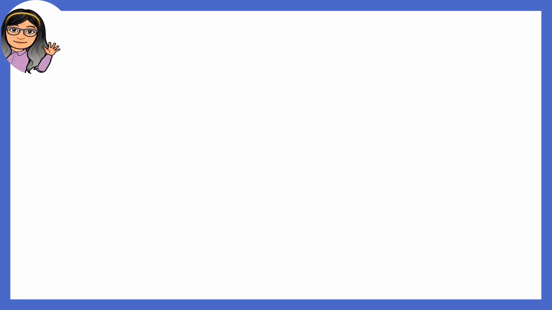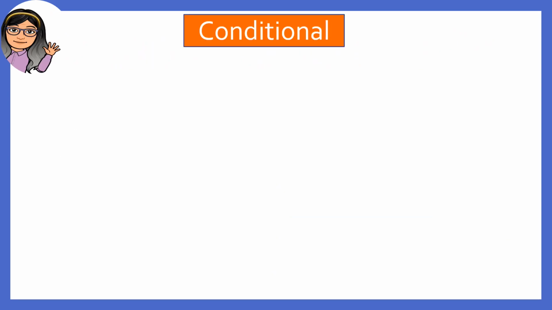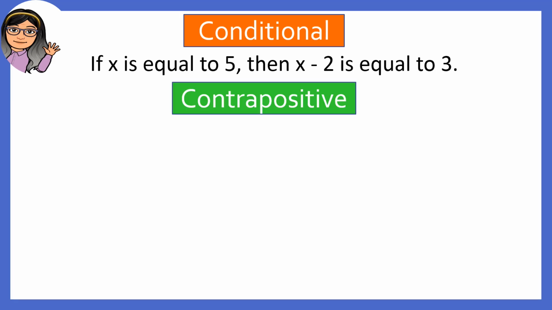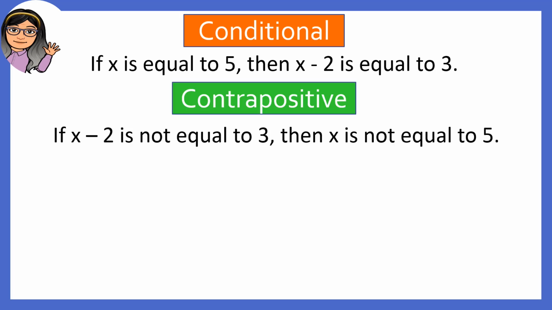So, magbigay tayo ng ating mga halimbawa, no? So, para sa ating conditional statement, if x is equal to 5, then x minus 2 is equal to 3. Kapag ginawa natin siyang contrapositive, magiging siyang if x minus 2 is not equal to 3, then x is not equal to 5. Okay, so we interchange and then we negate.